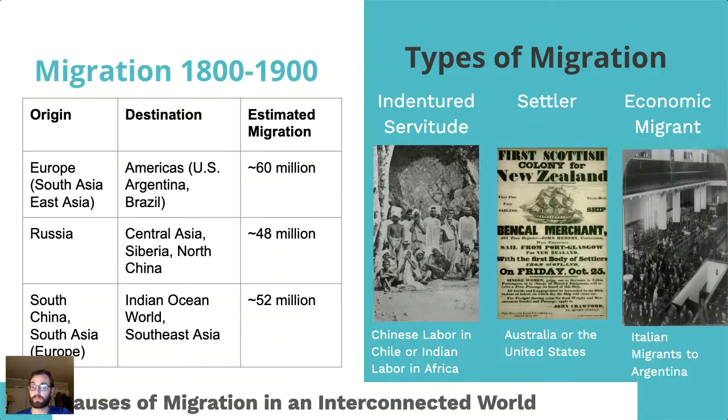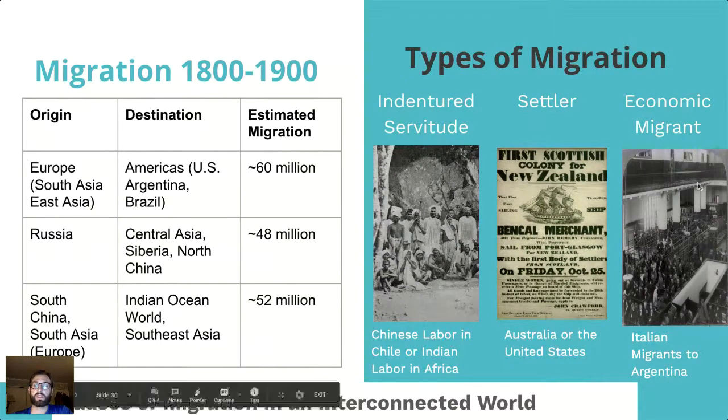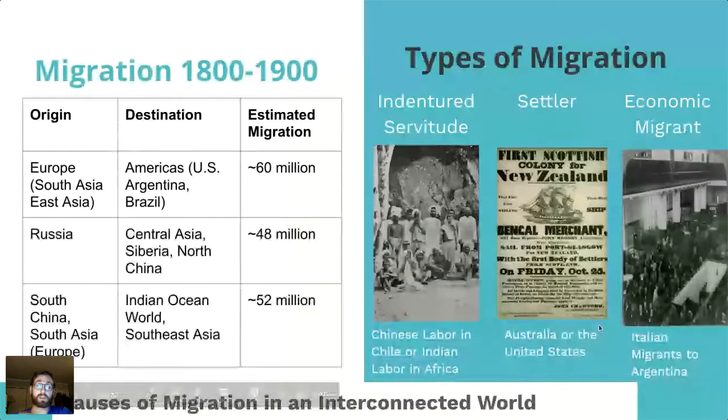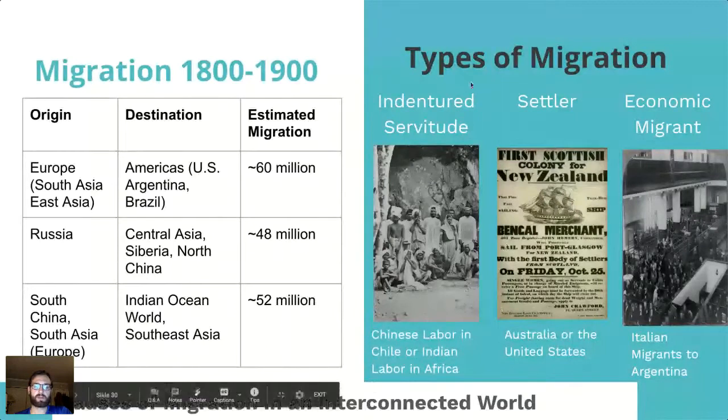Eric has very kindly pointed out that population growth can equal migration, and that's definitely one of the reasons. But I would like to point out that there are a few other reasons why people migrate. So economic migrants to the United States, as well as settlers in Australia or New Zealand, were definitely a result of population pressure. But one of the reasons that people migrated was also because of the demand for labor in certain places.